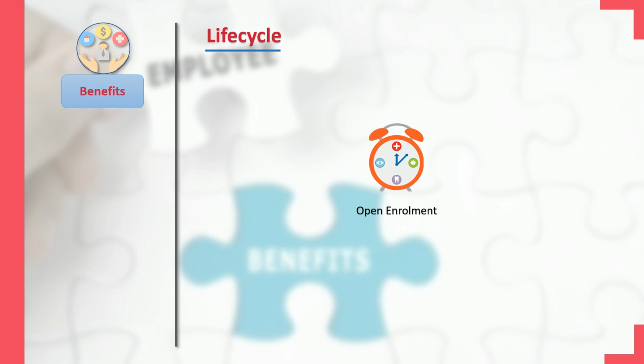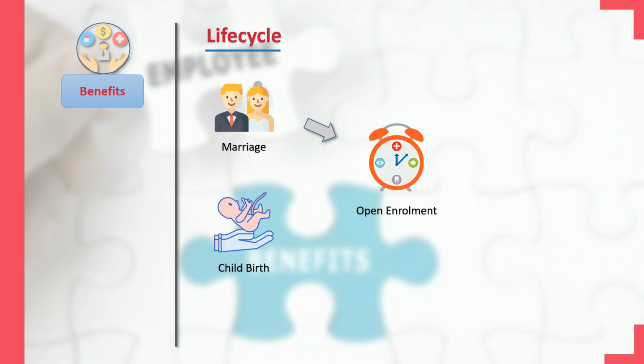But the second type of event when the enrollment is open for employees is first the marriage. So whenever an existing employee gets married, since now they have a dependent, they are given a choice of making changes to their existing benefit plans. The second in this category is the childbirth. So whenever there is a newborn child in the family, obviously it means there is a new dependent that has been added to the family. So the employees have then the choice of again making changes to their benefit plans.